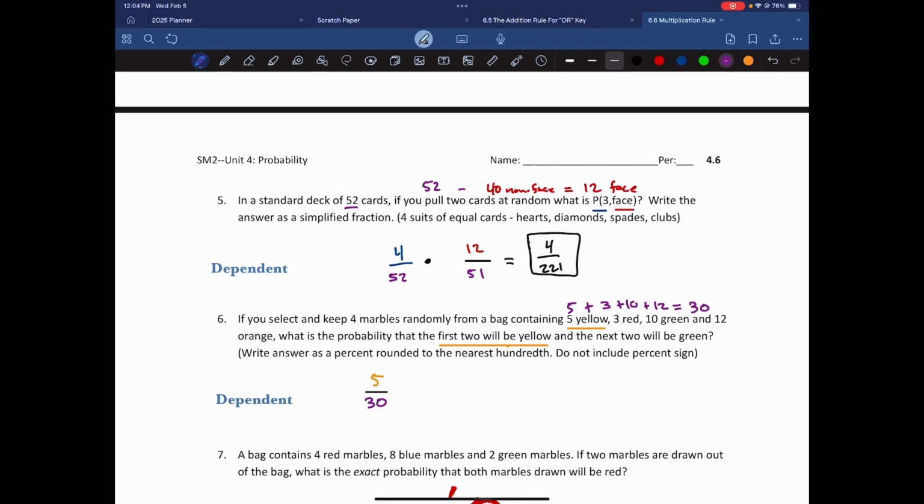And then I'm going to multiply that by the probability of pulling another yellow out, because I want my first 2 marbles to be yellow. But I no longer have 5 yellow marbles in my bag because I already took 1 of them out. So I only have 4 yellow marbles. Because I already took that 1 yellow marble out, I also don't have 30 marbles in my bag. I have 29 marbles now. So I'm counting down on both of those, accounting for it on both the top and the bottom of my fraction.